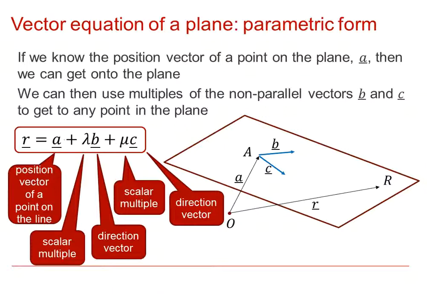So if we travel along a to get to the plane, and we can travel along a scalar multiple of b, we can move in one direction. In other words, we could walk in a straight line. But if we can also have a different scalar multiple of c, we can move in a different direction. In other words, we can move around the plane. And we're going to have a look at a GeoGebra file to see how the values of vectors a, b and c determine what the plane will look like.